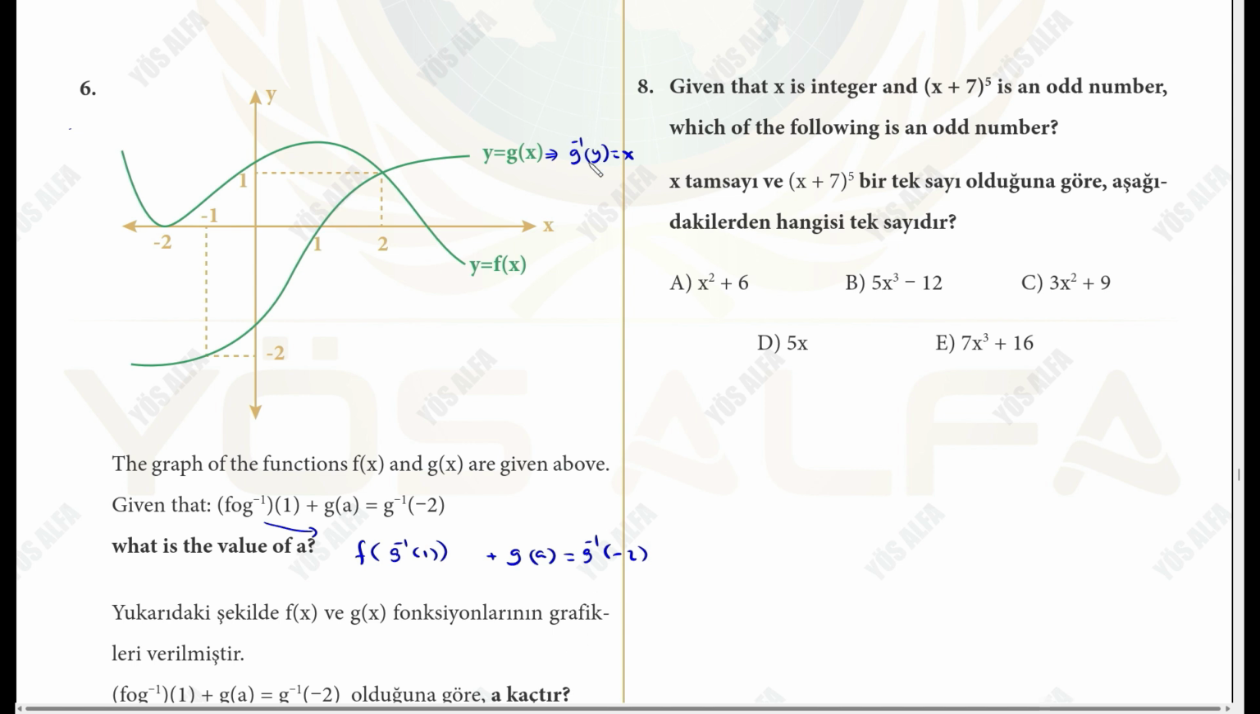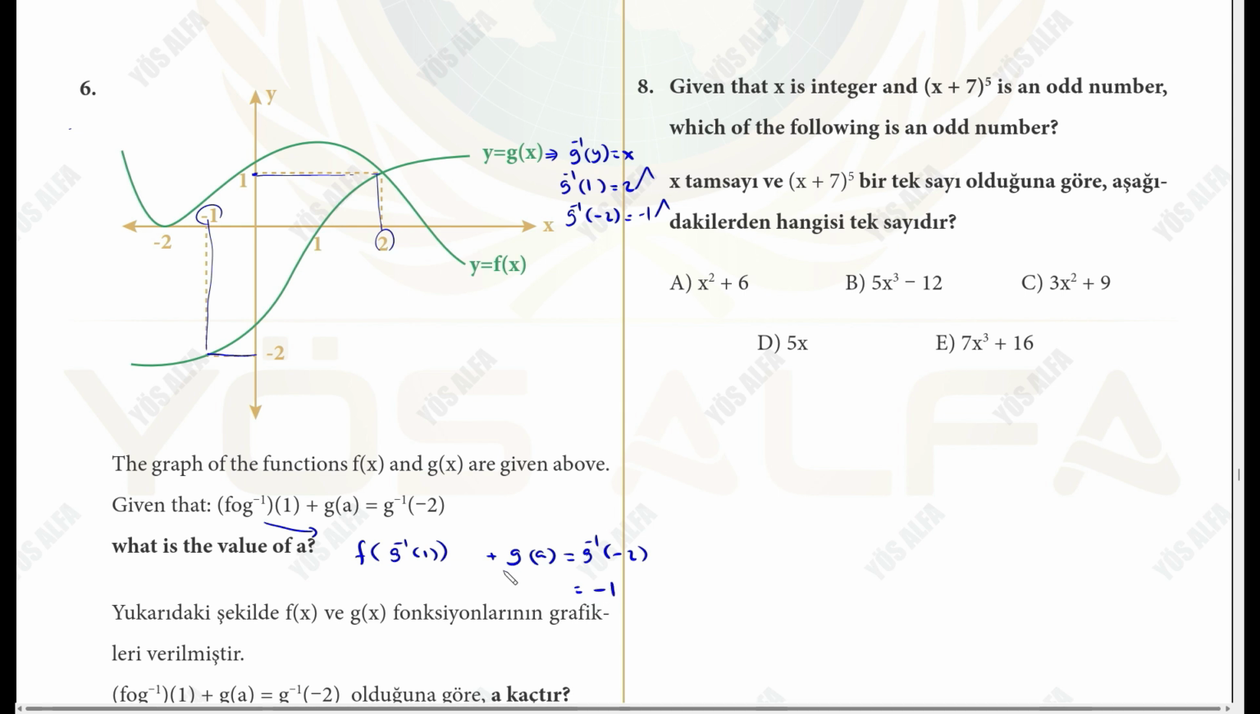So g inverse of 1 is what? When y is 1 in the g graph, what is x? In the g graph, when y is equal to 1, our x is 2. So we get this value. And then we also need to find g inverse of minus 2. In the g graph, when y is equal to minus 2, x is minus 1. So g inverse of minus 2 is also known.